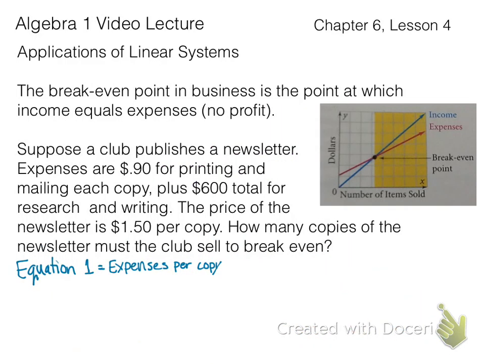Okay? All right. Breaking even. The break-even point in business is the point at which the income equals the expenses. Basically, you're not making any profit. And if you can see on the graph over there on the right, the yellow side of the graph is the profit margin, basically where your income has exceeded your expenses. That's when you're making money. But the break-even point, on the white side, by the way, is when you're not making any money.